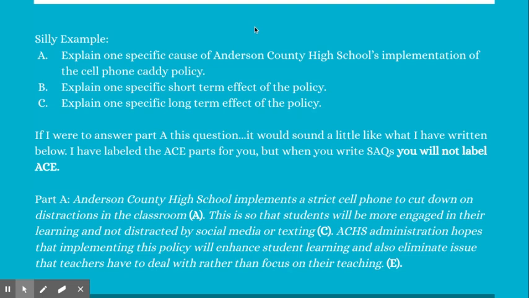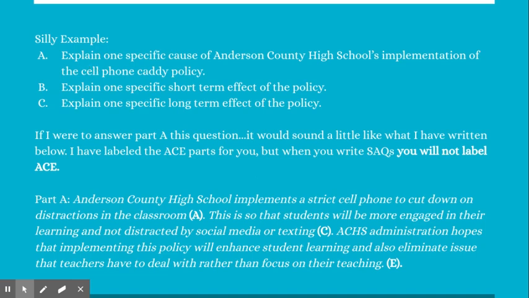I have a silly example here. It is not real. You would not see this on the AP exam. This is just like a real life funny example. So our example has 3 parts. It is an SAQ. I would set a timer for 13 minutes and make you write this.